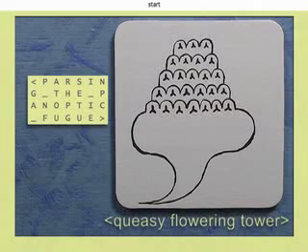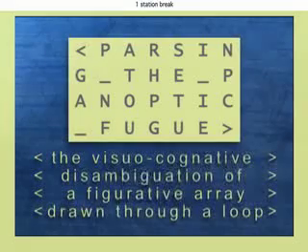tongues and stacked in 5 layers to form a triple-crowned peak. A tripartite bit is enveloped within each tongue of cloud. The phenomenal order that is expressed in this formation originates from the influence of these bits. Parsing the Panoptic Fugue, the visuo-cognitive disambiguation of a figurative array drawn through a loop.